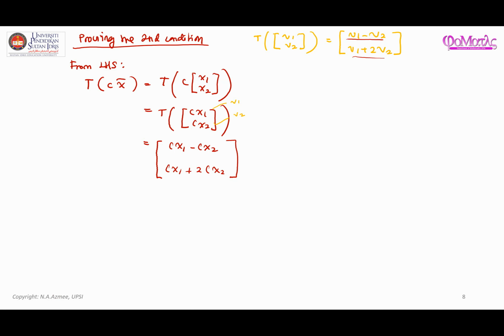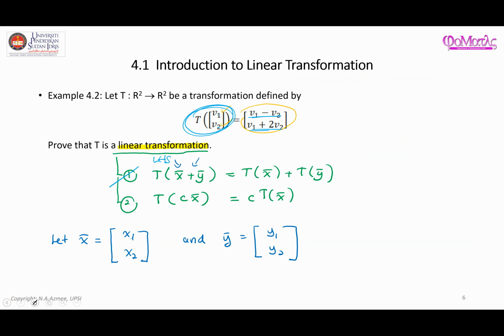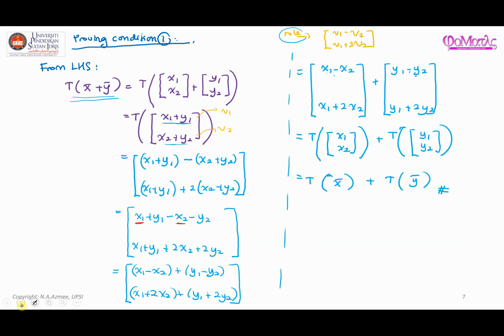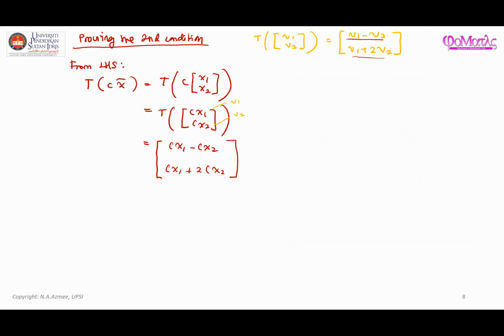Okay, now what we need to show is that C can be taken outside of this operation, and to do that you must be able to factor C out, and we can do that. We have C over here and C over here. This is something like C(x1 minus x2). Okay, we can write it in such a way. Here is C(x1 plus 2x2). And we have C on both components. That means you can take it outside this matrix notation here. So we have C.